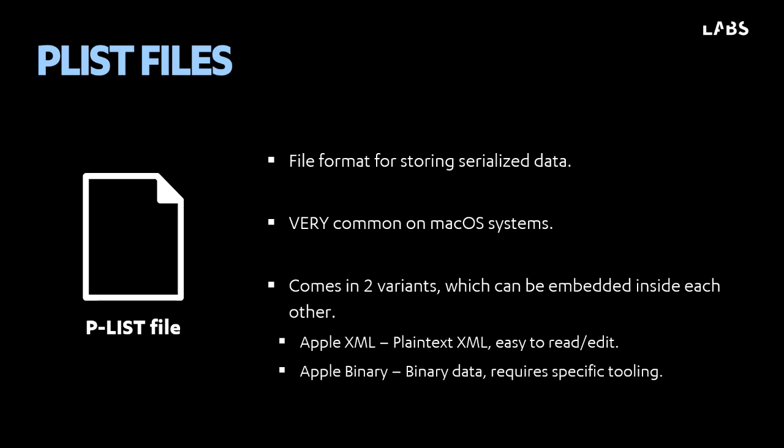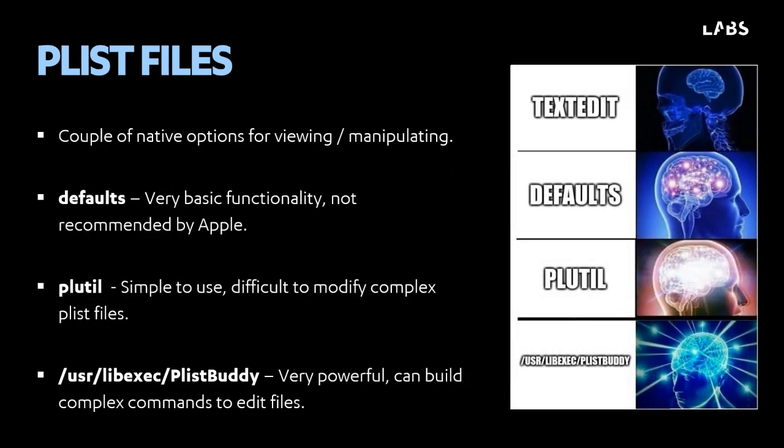They come in two variants. You can have Apple XML, which is just plain text XML, open it in any text editor. It's really easy to see, really easy to read. And then you have Apple binary, which is the complete opposite. It's all encoded. You can't just read it, and it requires specific tooling. Lucky for us, a lot of this tooling exists on the box already. So going through from least to most sophisticated, defaults is a tool that's been on macOS for a very long time. It's quite good for reading plist files.